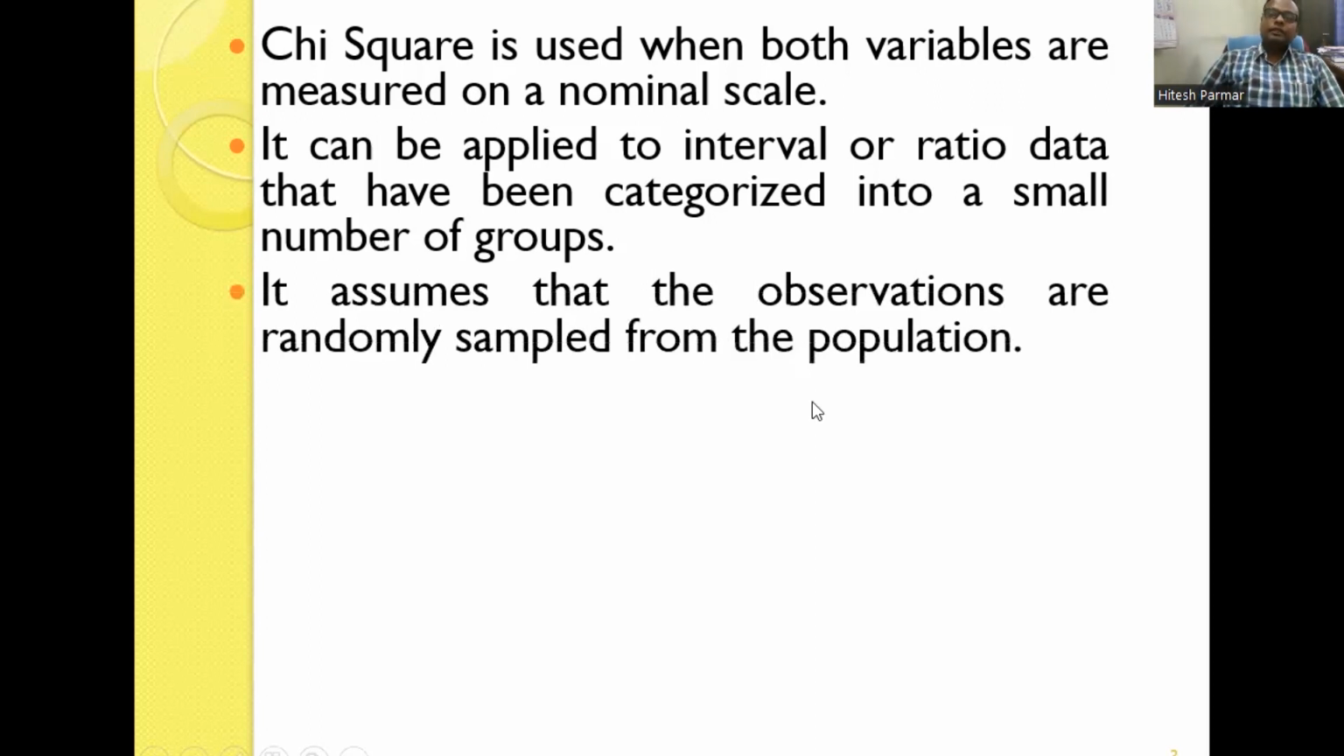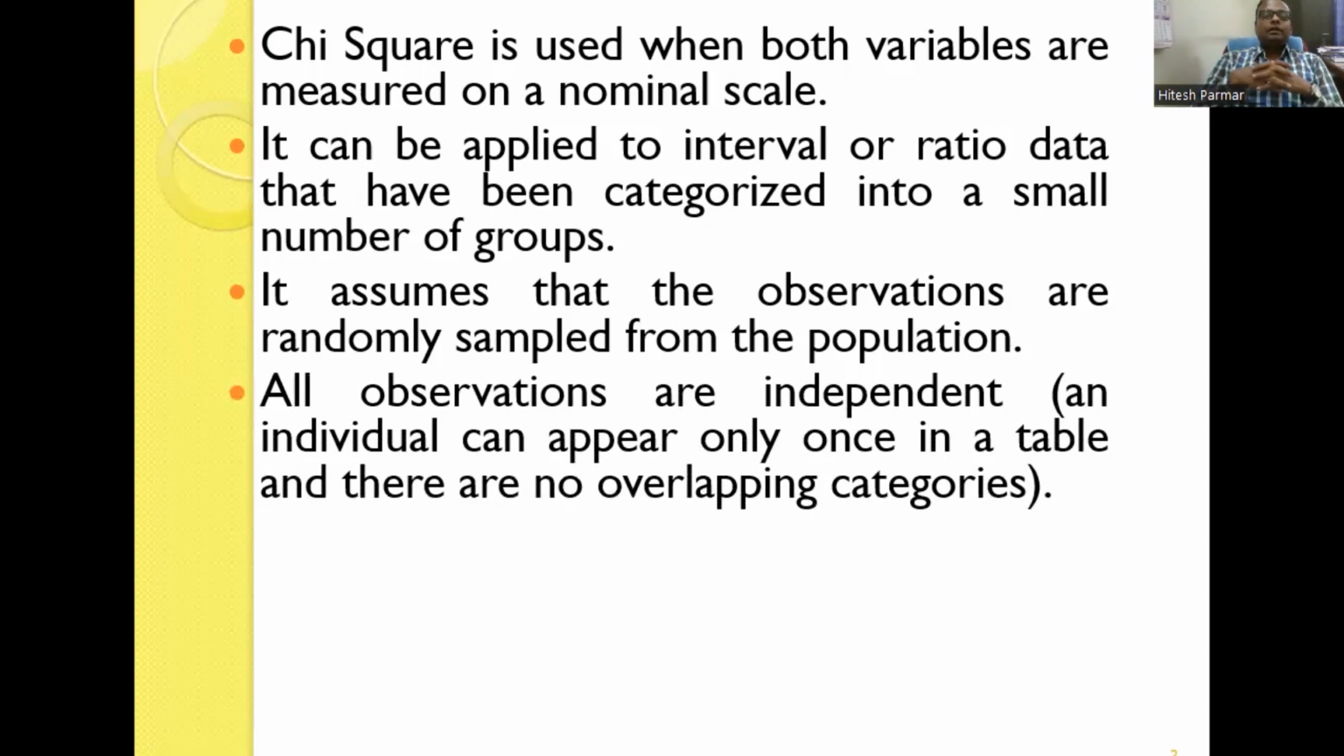It assumes that the observations are randomly sampled from the population. It is our assumption that the observations are randomly sampled. Randomness is everywhere in terms of parametric tests. Also, we had these assumptions. Similarly, here also we are assuming that the observations are randomly sampled from the population.